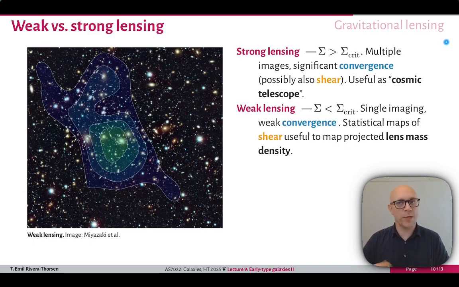And then we have what we call weak lensing. That is when the surface density is below the critical density everywhere. In this case, we get single imaging, and weak convergence, or sometimes no convergence at all, or close to none at least. But we can use statistical maps of the shear to find out the projected mass of the lens system, the mass density of the lens system.